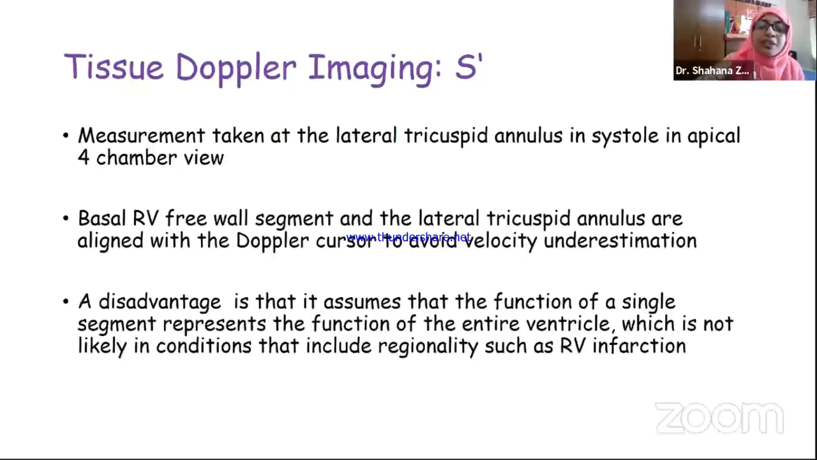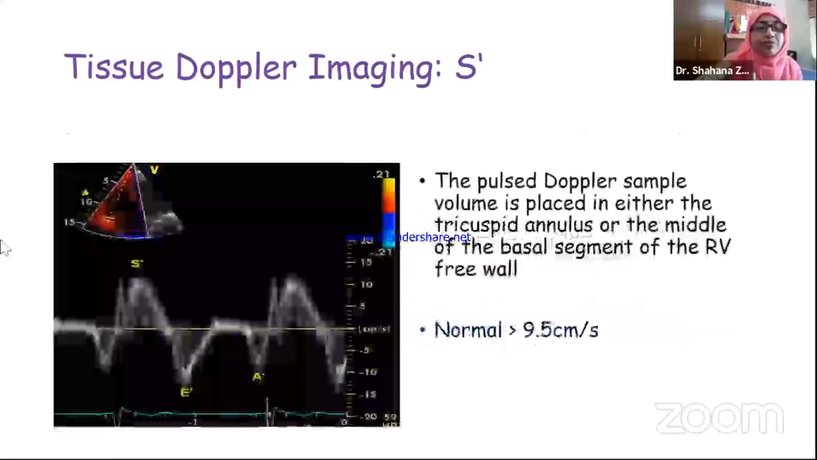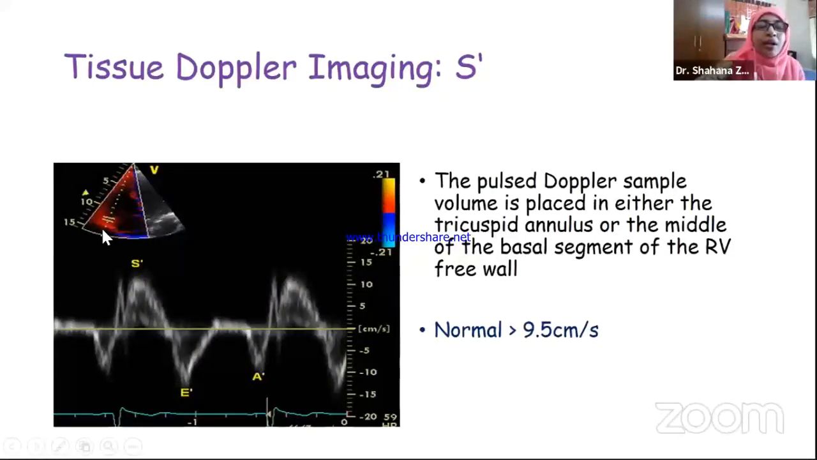A disadvantage is that it assumes that the function of a single segment represents the function of the entire ventricle, which is not likely in conditions that include regionality, such as RV infarction. We place the tissue Doppler cursor at the lateral tricuspid annulus, and this is the S wave or S prime. The normal value is more than 9.5 centimeters per second.